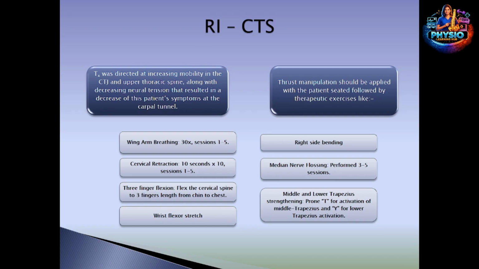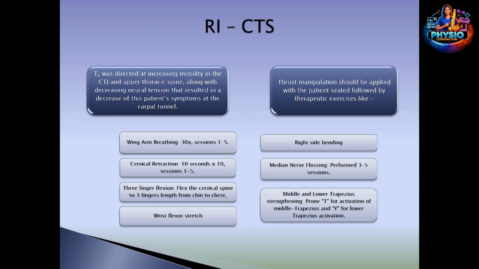Regional interdependence for carpal tunnel syndrome. Treatment was directed at increasing mobility in the cervicothoracic joint and upper thoracic spine, along with decreasing neural tension, which resulted in a decrease of this patient's symptoms at the carpal tunnel.